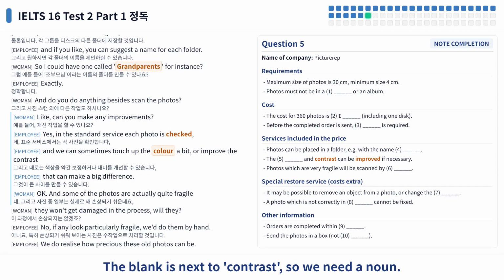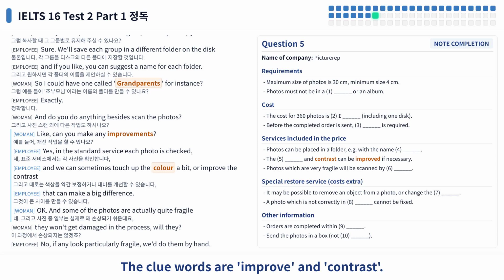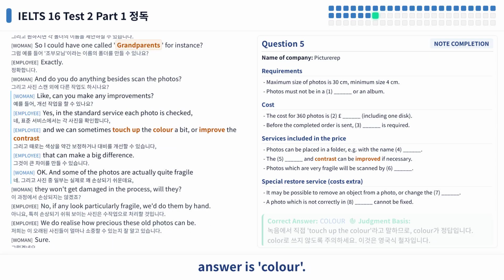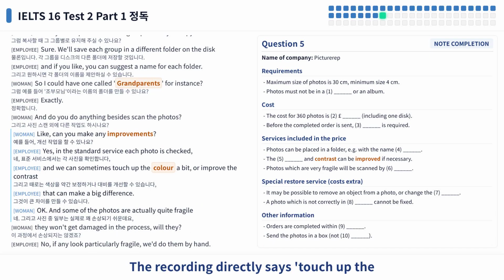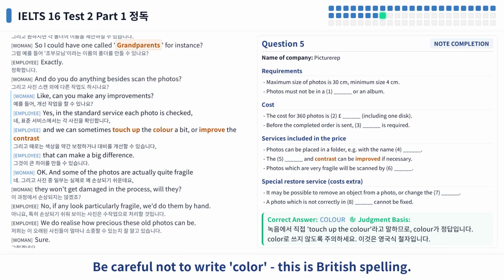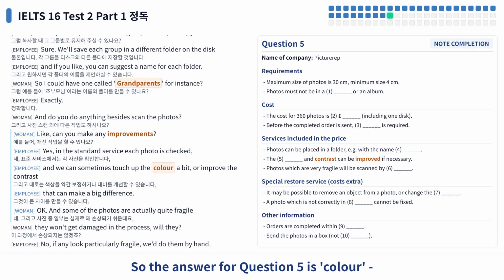Question 5 asks, what can be improved in the photos? The blank is next to contrast, so we need a noun. The clue words are improve and contrast. In the recording, the employee says they can improve the color and contrast, so the answer is color. The recording directly says touch up the color, so color is the answer.